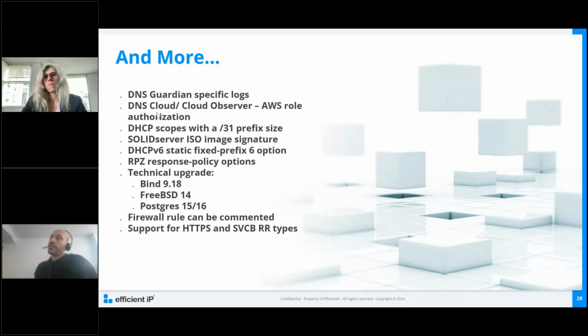The second point is AWS role authorization. Again, that was something that was asked a lot. So now we can support role authentication for every AWS connectivity. Whenever you need to manage DNS from AWS or use Cloud Observer to discover assets from AWS, you can use this role authentication.